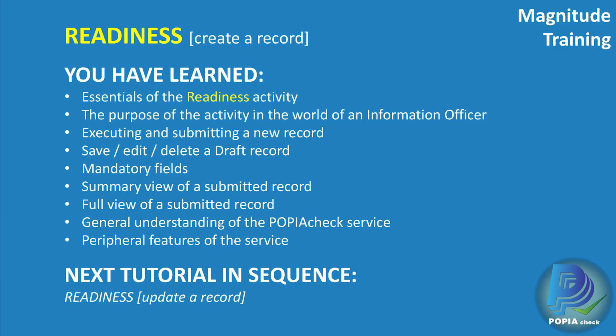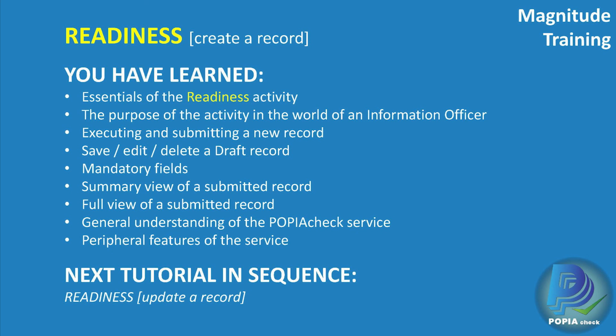Okay, to wrap up in this video, let's see what we've taken you through. We've spoken about the essentials of the readiness activity and the purpose of the activity in your world as an information officer. You have a good idea now how to execute and submit a new record, and how to use the draft function in order to save a draft, edit a draft, or delete a draft. We've explained the importance of mandatory fields in the form.